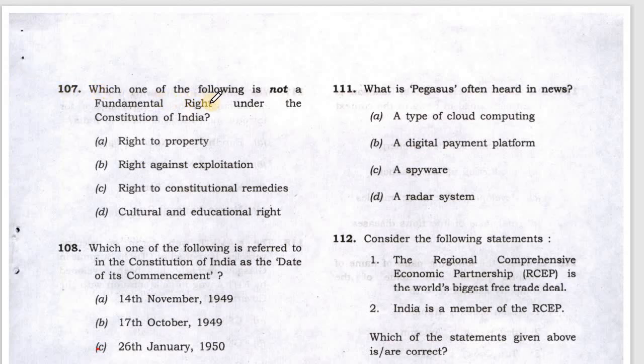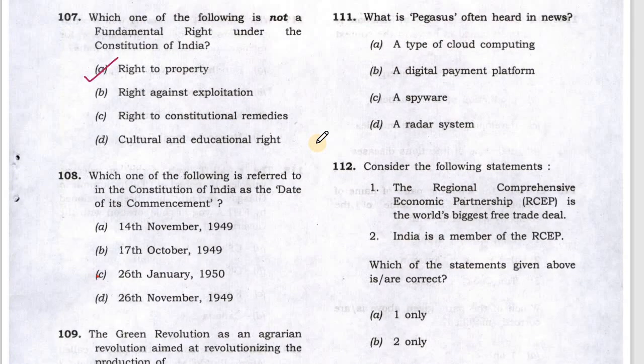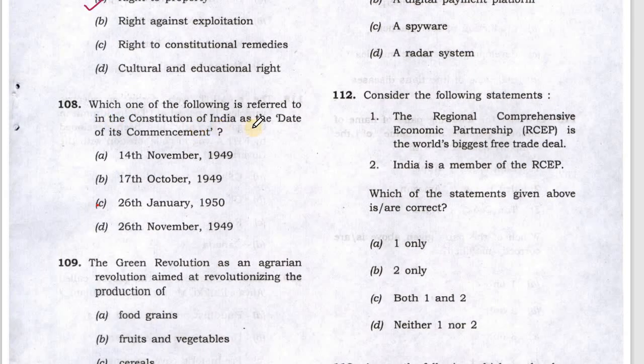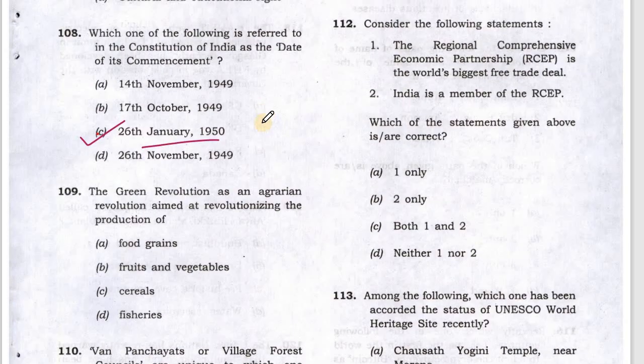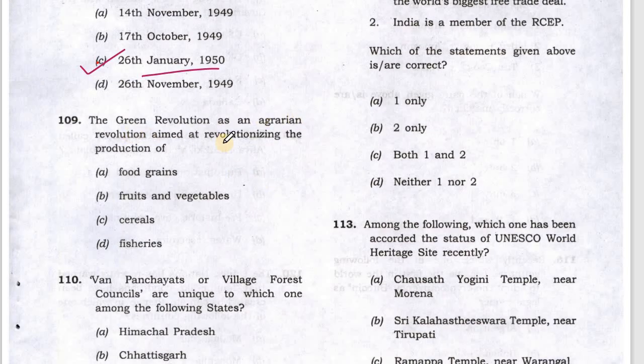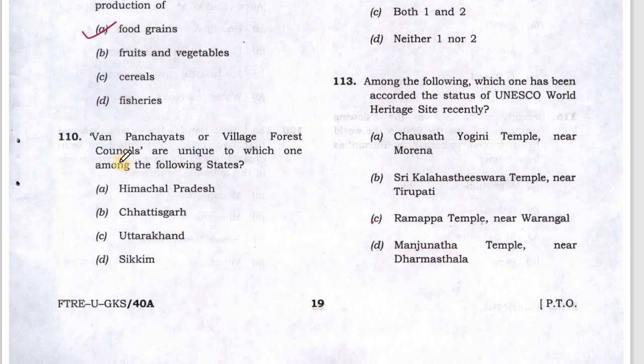Next question is, which of the following is not a fundamental right under the Constitution? So this is the right to property. It was earlier but not now. Then, on which date did the Constitution come into commencement? So this is 26th January. There are two dates, adopted and commencement. Next is the Green Revolution. So Green Revolution led to increased food grain, mainly rice and wheat. Then Van Panchayat and Van Forest Council is in which state? So this is Uttarakhand.